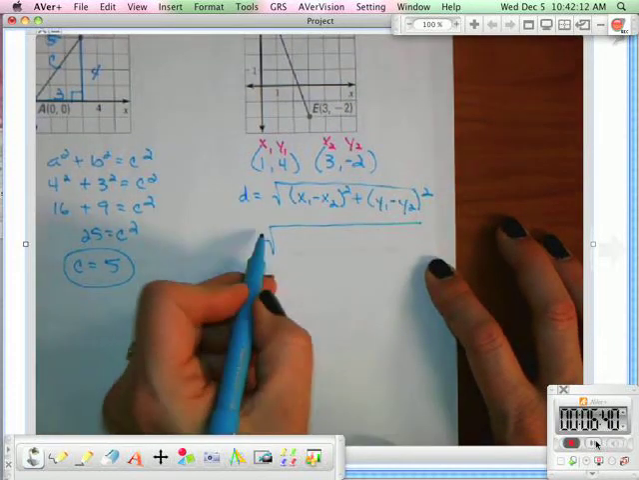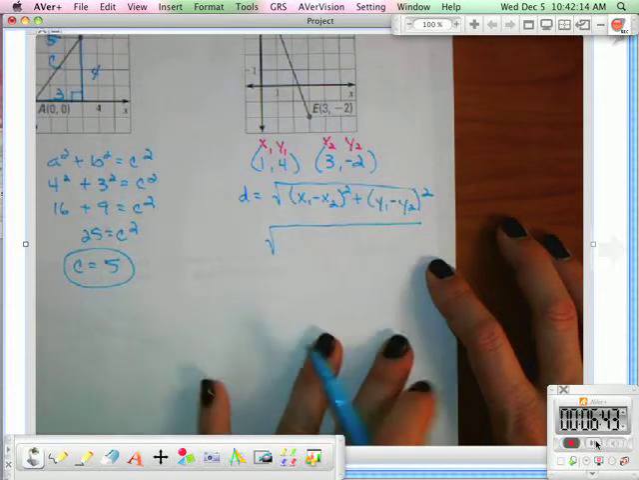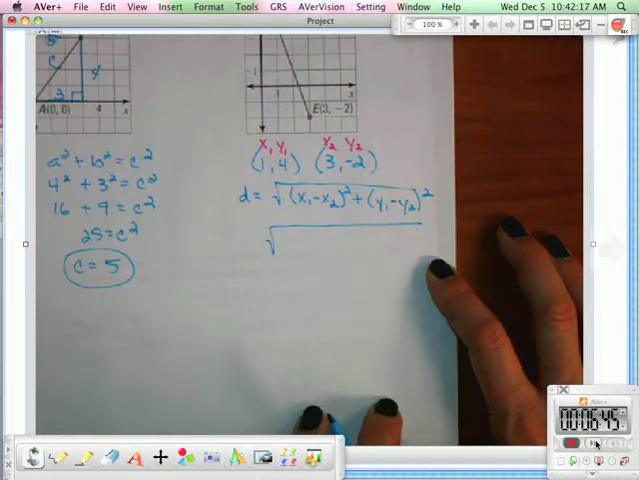This is a common mistake. Kids will lose that square root sign. It's the last thing you're going to do in the distance formula is take the square root.